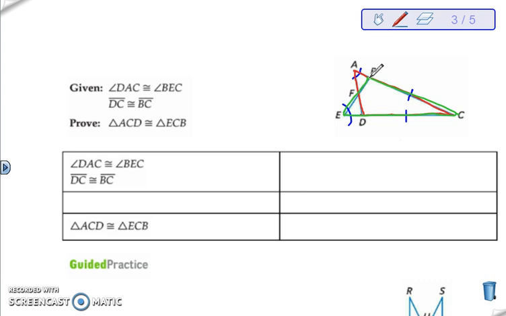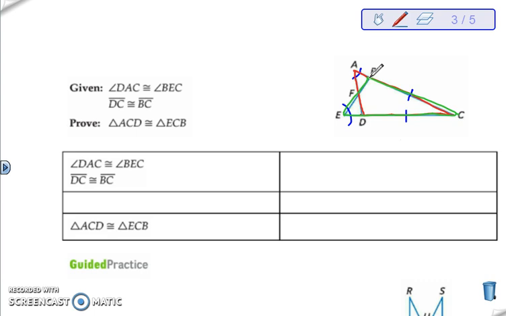So we look at that. We already have one set of angles marked. We have one set of sides marked. So in order to prove our triangle is congruent, we need at least one more set of angles. Looking at the picture, they didn't give us anything about angles D or B.